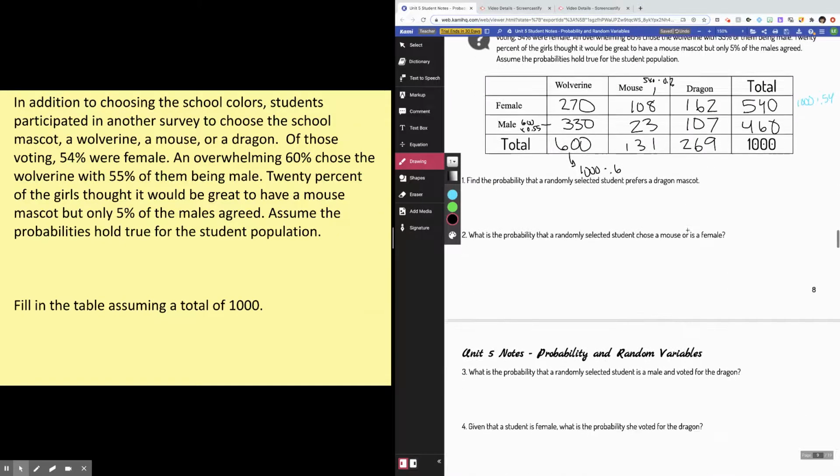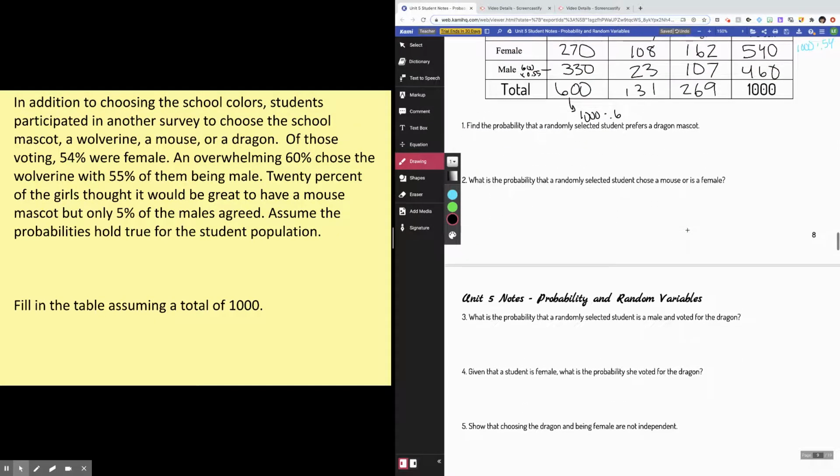you have all the knowledge to attempt these 5 problems here, okay? So that's what I would like you to do. Pause the video, use this two-way table to calculate these 5 probabilities, right? So pause the video, and I'll see you back here in a second to check your answers.